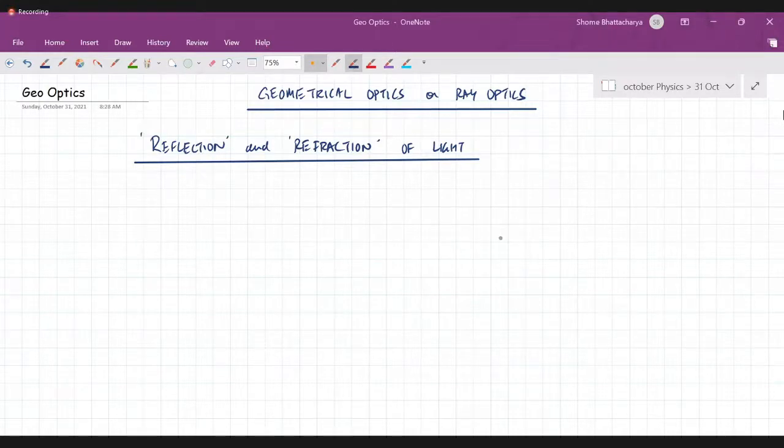Okay, so reflection and refraction of light. Yeah, Shikhar, Blue House, you can leave about 6-7 pages for completion of wave optics.